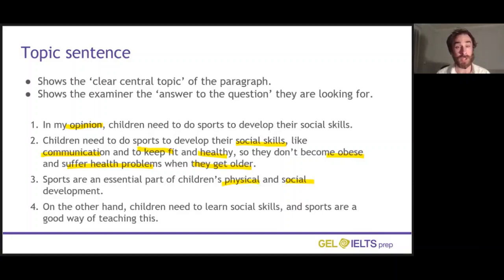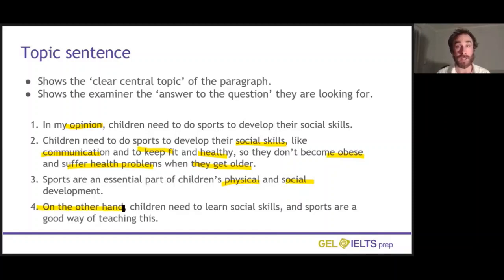Sentence 4 is a good topic sentence. It starts with "on the other hand." This is a linking expression of contrast, so it shows that this paragraph is going to express the opposite point of view to the previous paragraph. Your topic sentences for body paragraphs 2 or possibly 3 should start with a linking phrase to show the relationship with the previous paragraph. Then this topic sentence says, children need to learn social skills and sports are a good way of teaching this. Again, very clear what the student's point is there. We need to develop this further, but as a topic sentence, it's very good.